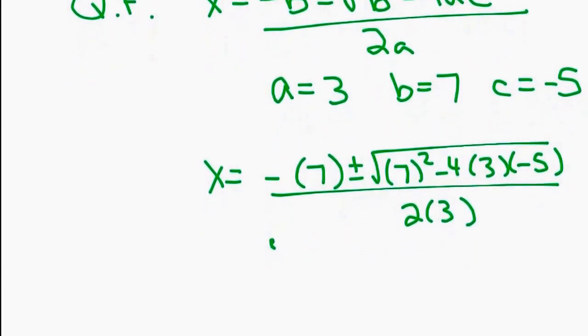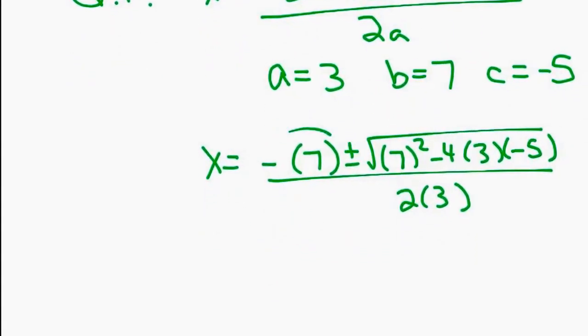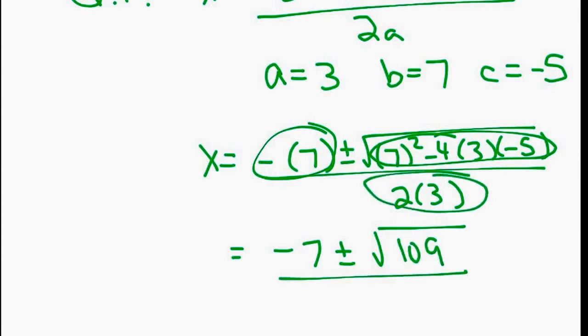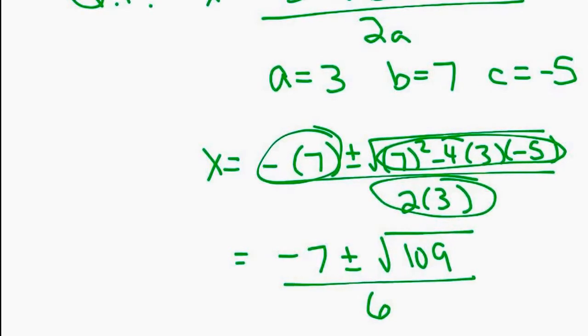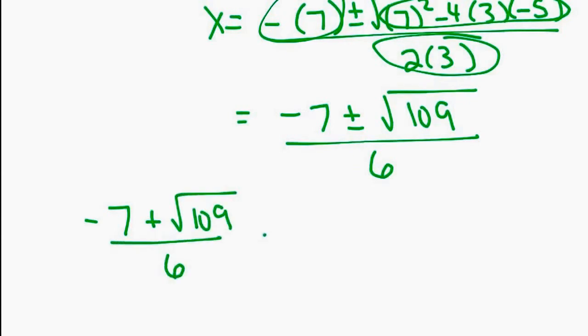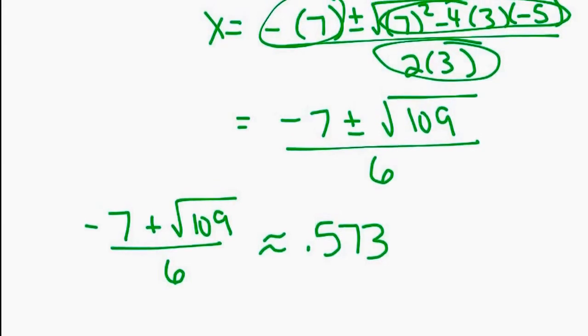When I go to simplify this, I always do this first. I always do what's underneath the radical next. And then I do the denominator. And now I'm going to use my graphing calculator to finish. I'm going to do -7 plus the square root of 109, and I'm going to divide that answer by 6. And I'm going to get approximately 0.573. That's rounded to the nearest thousandth. Thousandth is the third number to the right of the decimal.